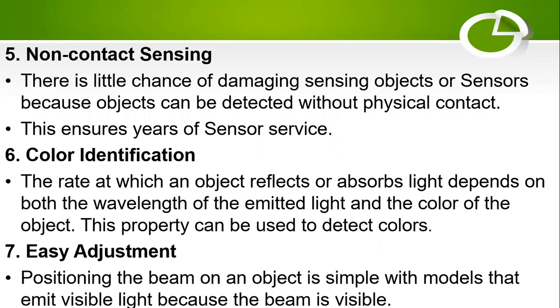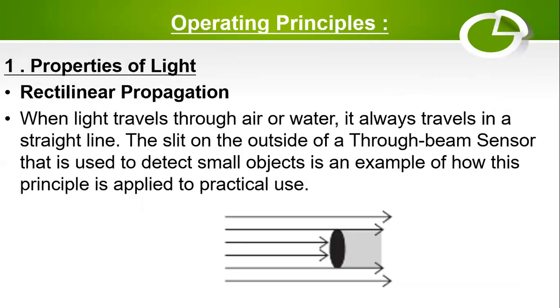And the fifth one is non-contact sensing. There is little chance of damaging sensors or sensing objects because objects can be detected without physical contact. This ensures years of sensor service. The sixth is color identification. The rate at which an object reflects or absorbs light depends on both the wavelength of the emitted light and the color of the object. This property can be used to detect colors. And the seventh one is easy adjustment. Positioning the beam on the object is simple with the models that emit visible light because the beam is visible.